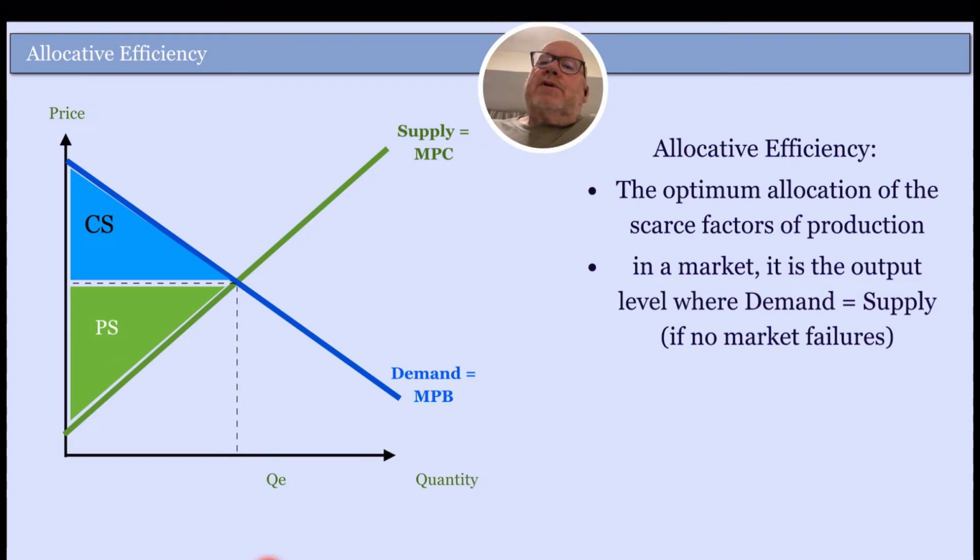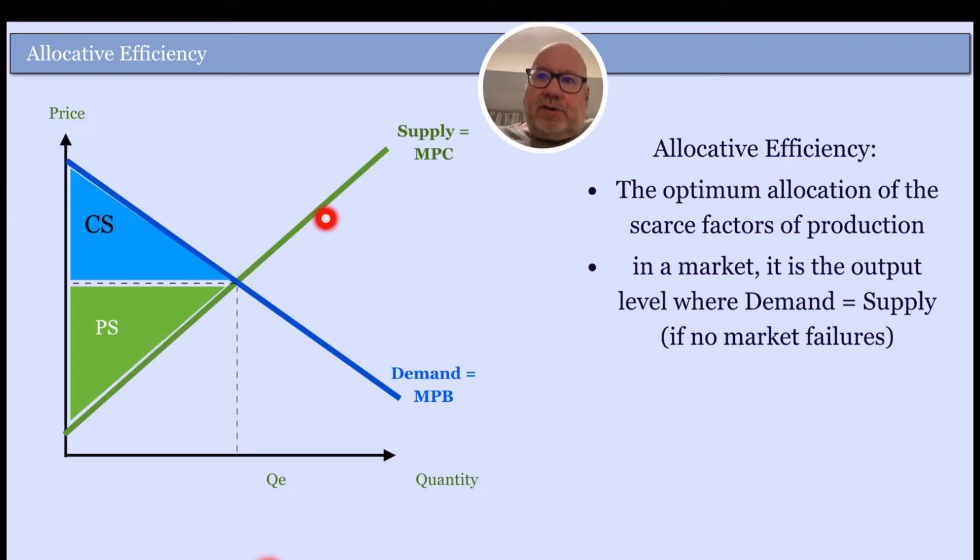And again, you must be able to work through the fact that, at any level of output, any quantity here, let's take this one here, you're saying this is the benefit, the extra benefit gained from the consumers when the market produces it.